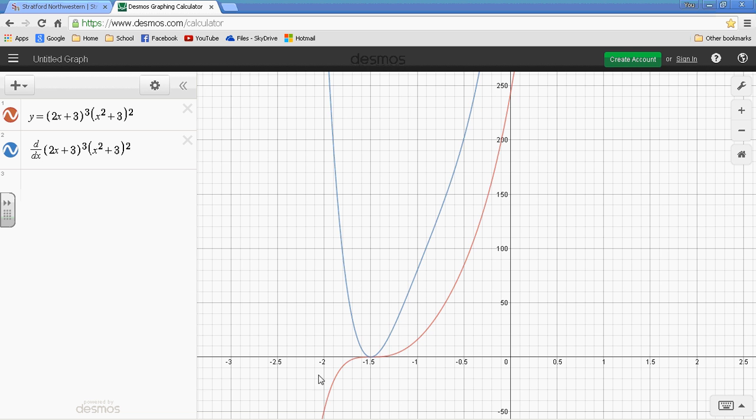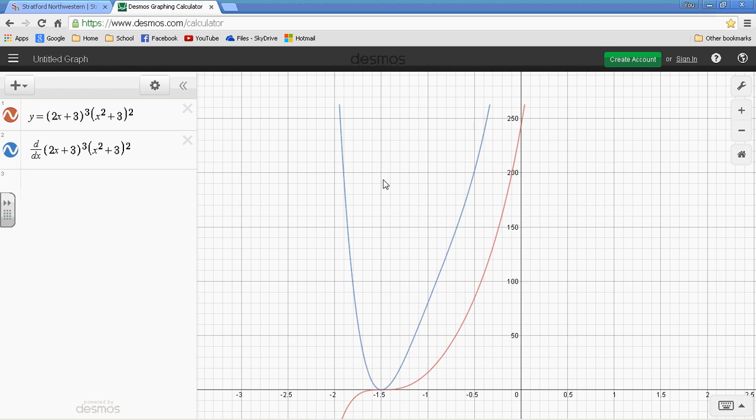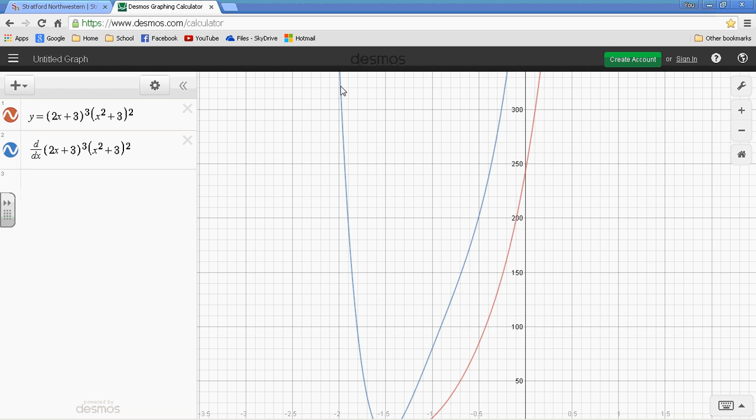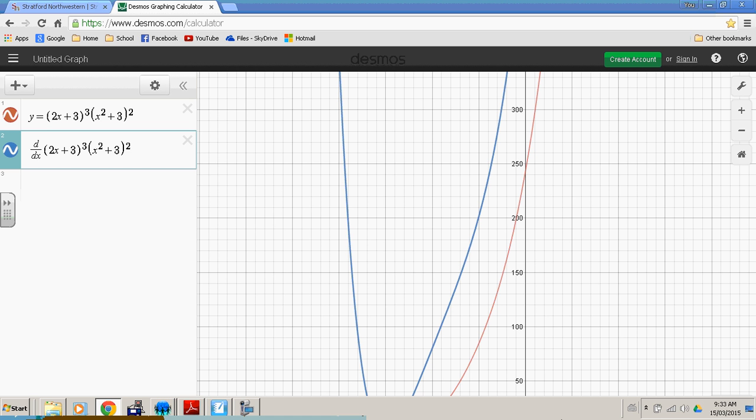My test point was -2. And notice there, my test point of -2, I could just put in -2 or anywhere, right? Or just graph it and see where it's positive or negative, the first derivative. It's kind of a nice cheatsy check.